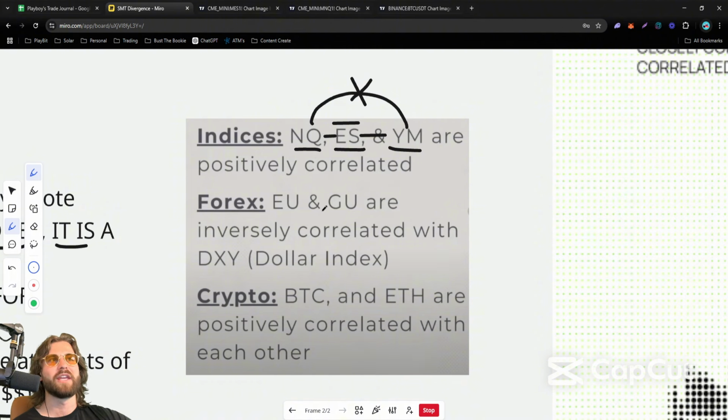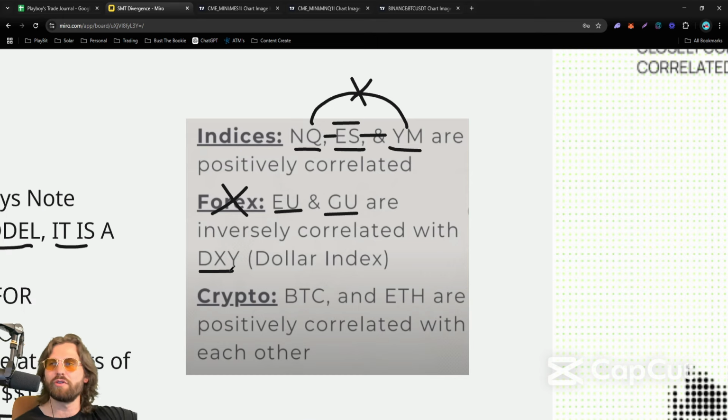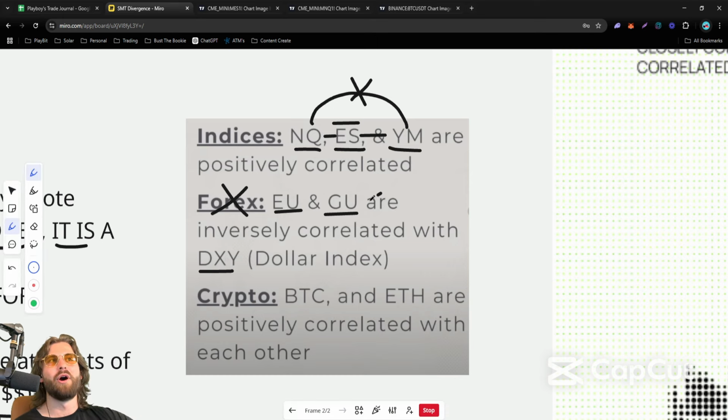We get it now? Forex. So I don't typically trade Forex, but I do have to tell you that there are assets that correlate. EU to GU. And then these are also inversely correlated to the dollar index. So EU USD inversely correlated to the dollar index, of course. GU USD inversely correlated dollar. Most of this won't matter. I am not a Forex trader. I don't teach Forex trading.